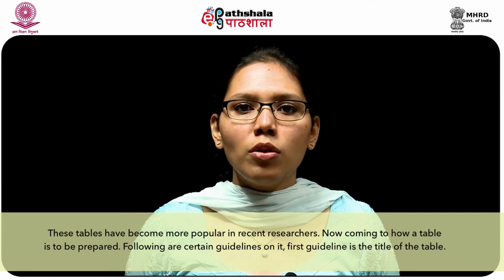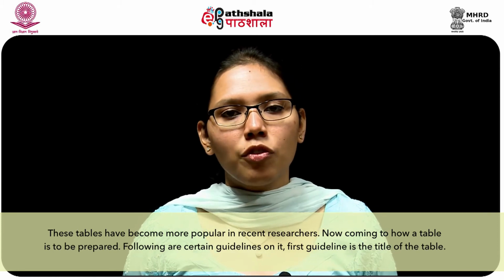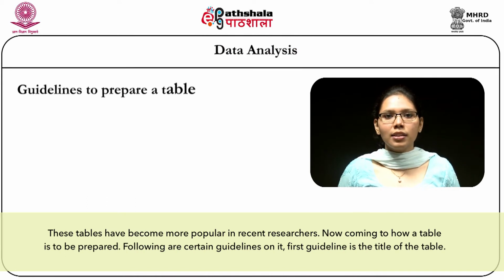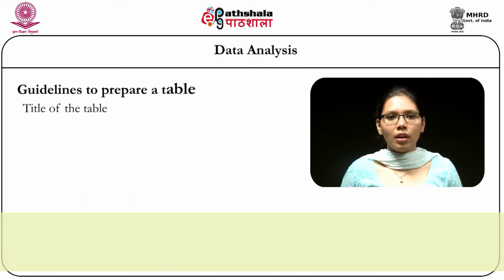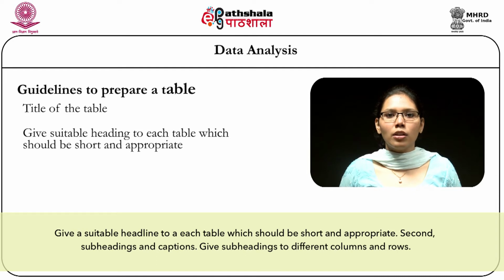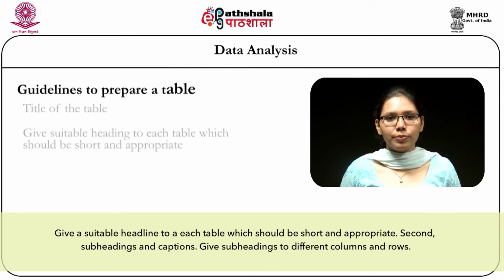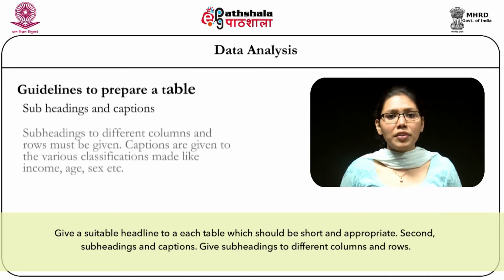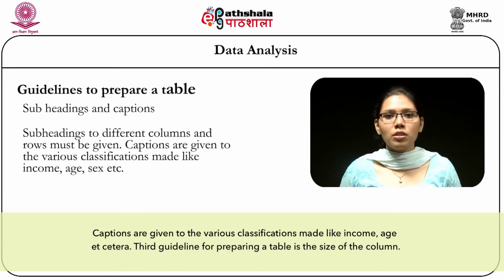Now coming to how a table is to be prepared, following are certain guidelines on it. First guideline is the title of the table. Give a suitable headline to each table, which should be short and appropriate. Second, subheadings and captions. Give subheadings to different columns and rows. Captions are given to the various classifications made like income, age, etc.